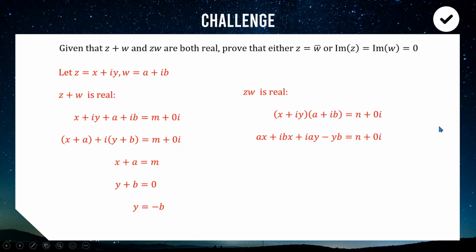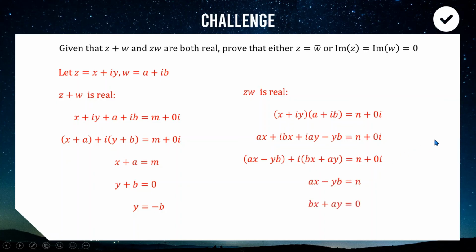Okay, once again, we're going to group together our real parts and our imaginary parts. So our real part on the left-hand side is ax take away yb. Our imaginary part is bx plus ay. This is equal to n plus 0i. So once again, we're going to compare left-hand side and right-hand side and say, well, this means that ax minus yb has got to be the constant over on the right, the n, which we don't know what it is. And the bx plus the ay has got to be the imaginary part, which is the 0.